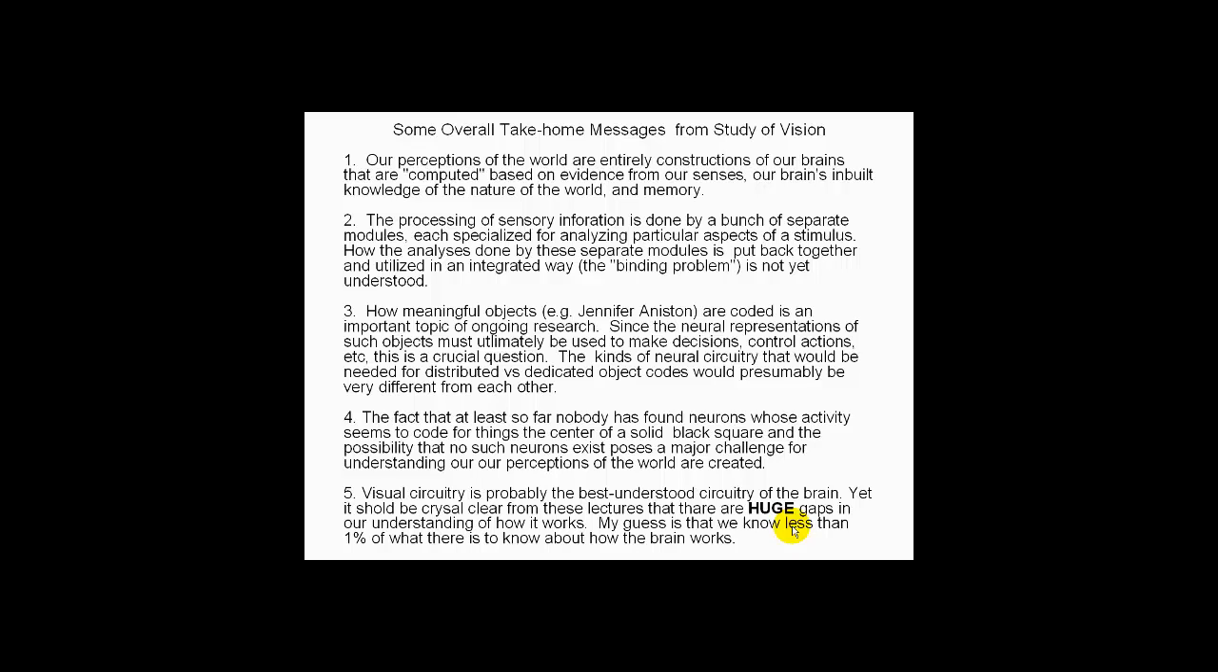People have looked hard, and nobody has found anywhere in the brain where neurons that you might expect would represent what's going on in the interior of that square are firing in the way that you would expect. And so that's what this is referring to: the fact that at least so far, nobody has found neurons whose activity seems to code for things at the center of a solid black square. The possibility that no such neurons exist poses a major challenge for understanding how our perceptions of the world are created. So that's a very interesting question.